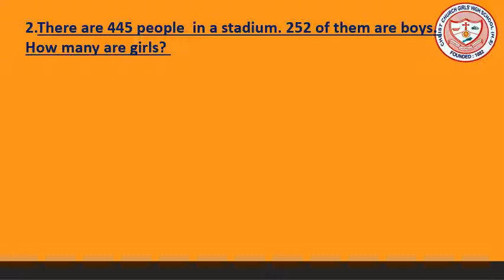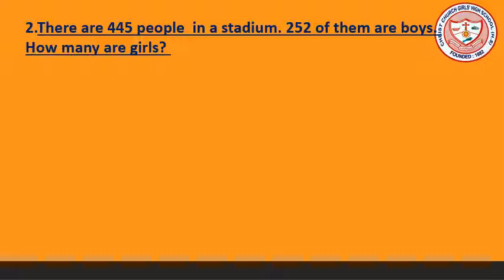And from the sum, we can get it that there are 445 people in that stadium. Out of that, 252 are boys. So here what we have to do? You have to subtract 252 from 445. Then we are going to get our desired answer. That is the number of girls in the stadium.